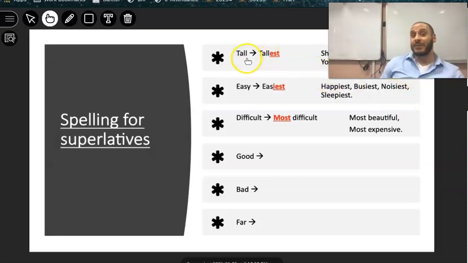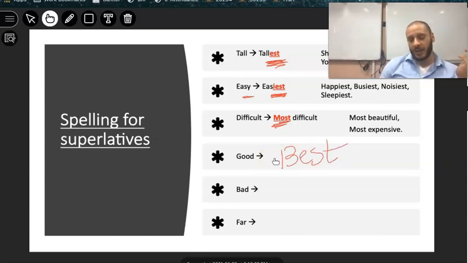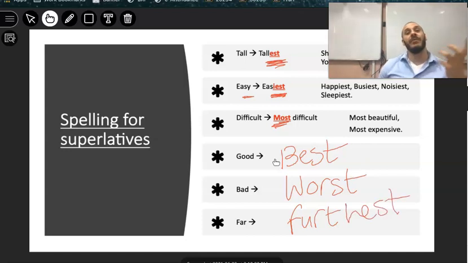The spelling is the same. If it's one syllable, tall, tallest, E-S-T. If there's a Y, halas mashe Y, I-E-S-T. If it's a bigger word, difficult, beautiful, we use most. And then good, halas, the best. Bad, Ya Rabbi, the worst. And far, yani the furthest.